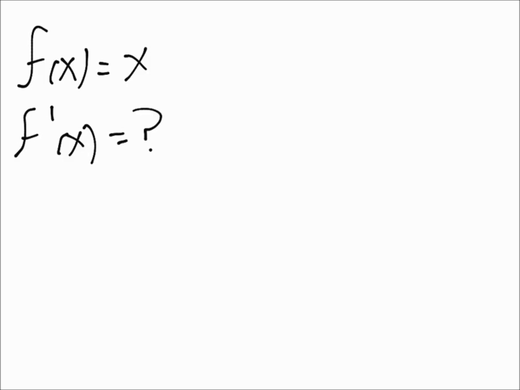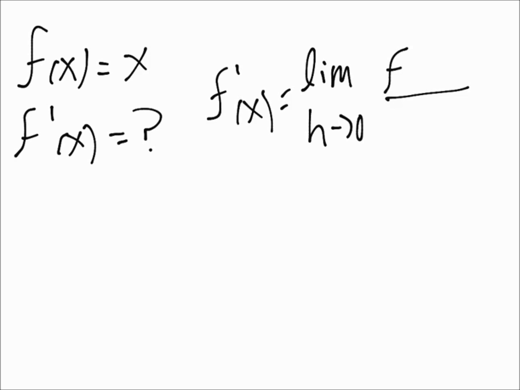So let's say that our function is going to be equal to x, so f of x is equal to x, and we want the derivative, so f prime is what we're looking for. Now let me write the equation real quickly so you can picture how I plug in the values. So the limit when h goes to 0, it's f of x plus h minus the function of x over h. So this is our equation.